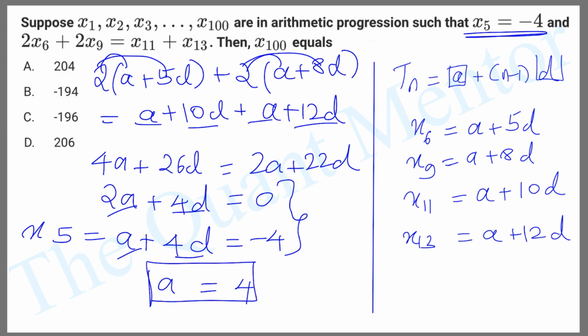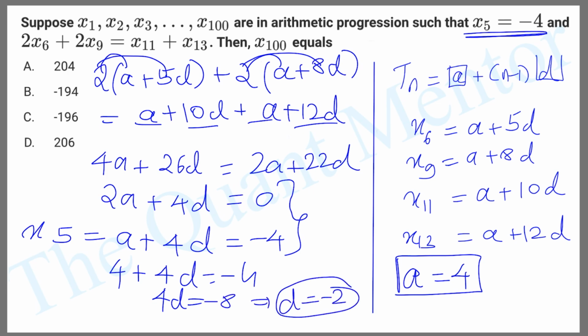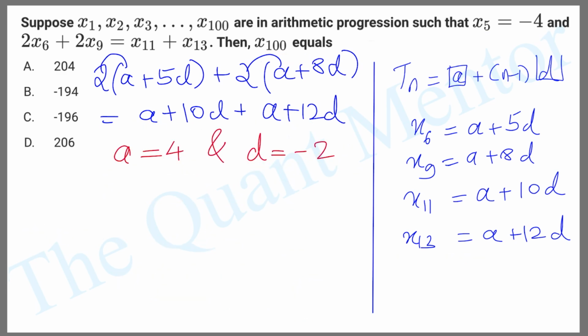And now this value of a I can substitute in any of these two equations. Let's take the second one. You will get 4 plus 4d is equal to minus 4. Subtracting 4 from both sides, 4d is equal to minus 8. Dividing by 4 on both sides, I get d is equal to minus 2. And that's all we need to answer the question.